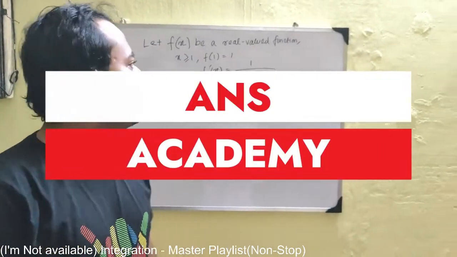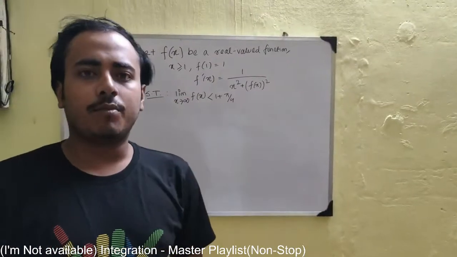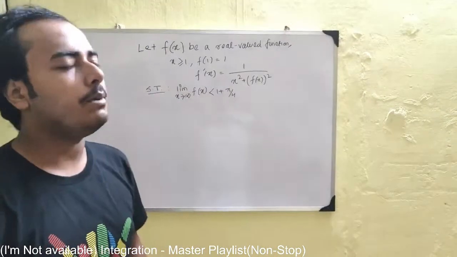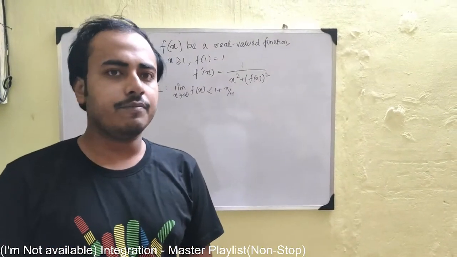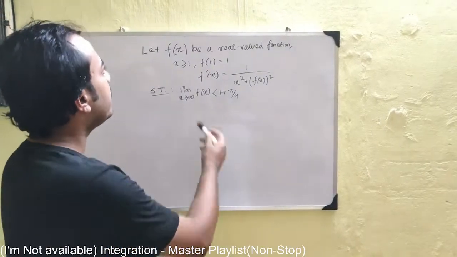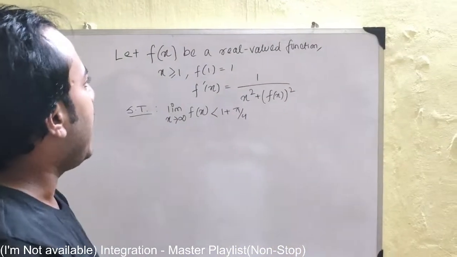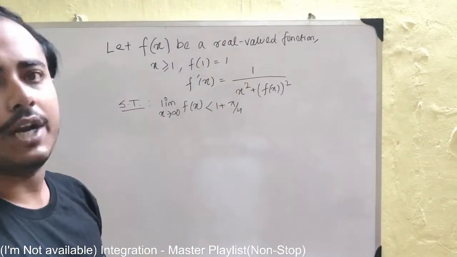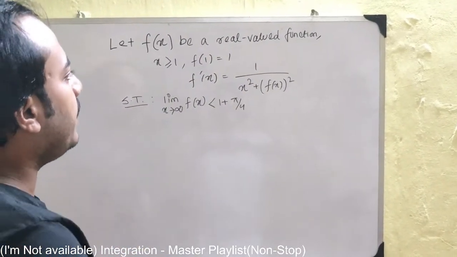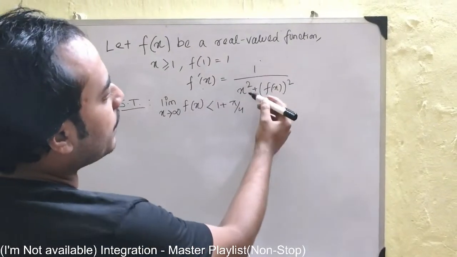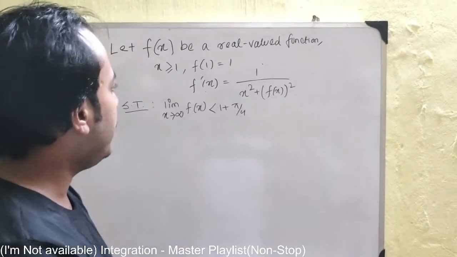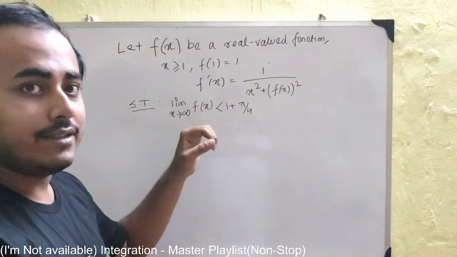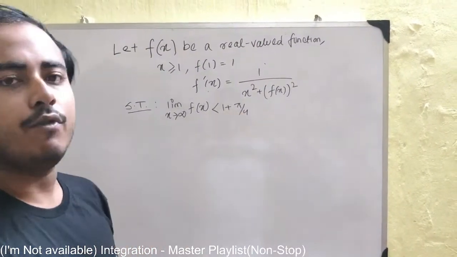So today in this video we are going to solve this problem. This is a problem from real analysis for first year undergraduates, but we can also say this is a problem of the type ISI and CMI subjective. Okay, so the problem states that let f(x) be a real valued function, defined for x greater than or equal to 1, and f(1) is given as 1. And we are given that the derivative is simply f dash x equals 1 upon x squared plus f(x) whole square, and we have to show that the limit as x tends to infinity of f(x) exists and the value is 1 plus pi by 4.